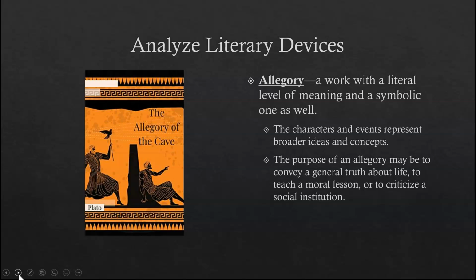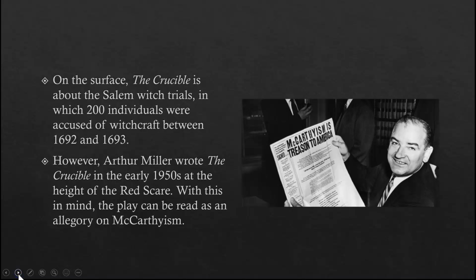Plato's The Allegory of the Cave is an example of this, if you're familiar with it. On the surface, The Crucible is about the Salem witch trials, in which 200 individuals were accused of witchcraft between 1692 and 1693. However, Arthur Miller wrote The Crucible in the early 1950s at the height of the Red Scare, which is a scare in relation to communism. With this in mind, the play can be read as an allegory on McCarthyism, and we're going to look for more of these comparisons as we read.